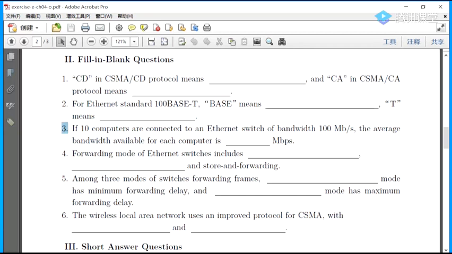Question 3. If 10 computers are connected to an Ethernet switch with bandwidth of 100 Mbps, the average bandwidth available for each computer is 100 Mbps, right? Because if the switch is used, then each computer can get the bandwidth of 100 Mbps.